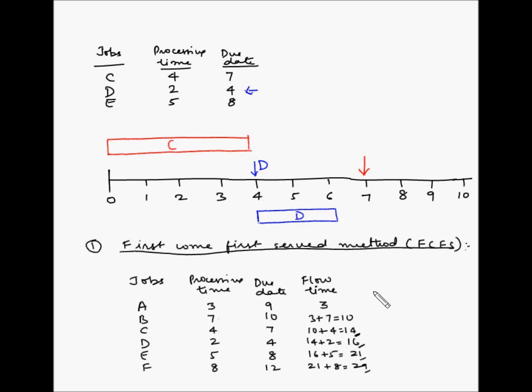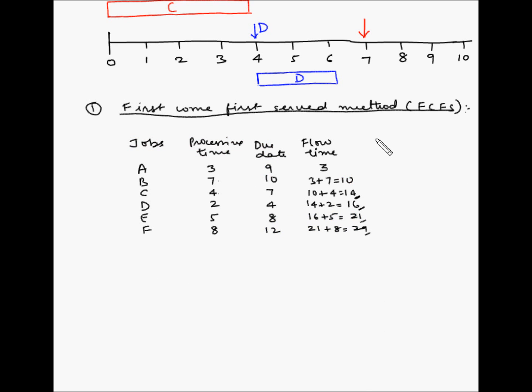Now let us find out how many days late we are as compared to the customer's due date. So let's add another column, which is late by number of days. Job A was due on the 9th day and we'll be completing it on the 3rd day, so it is not late at all, so 0. Job B is due on the 10th day and we will be completing it on the 10th day, so this is also not late. Job C is due on the 7th day, but we'll be completing it on the 14th day. So 14 minus 7, which is 7, is the number of days by which job C has been delayed.